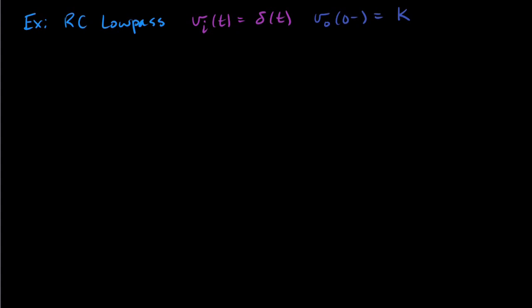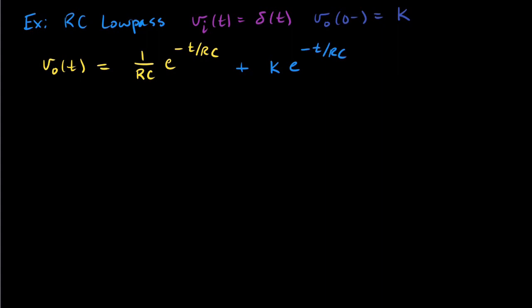Okay, so the next thing we want to consider, again, is the RC low pass, just like we've been using. We're going to use this for the next several examples. But now we'll have the same impulse input, so delta of t, and now we have a non-zero value for the initial condition. I'm just going to call that k volts. So essentially the capacitor has a voltage of k volts on it at t equals 0.